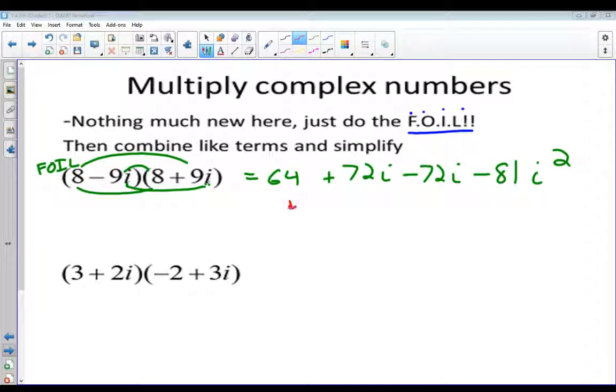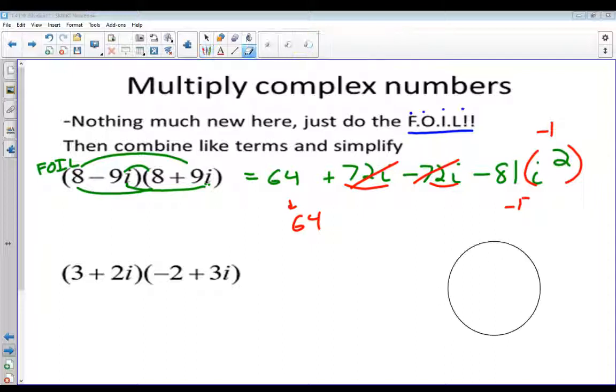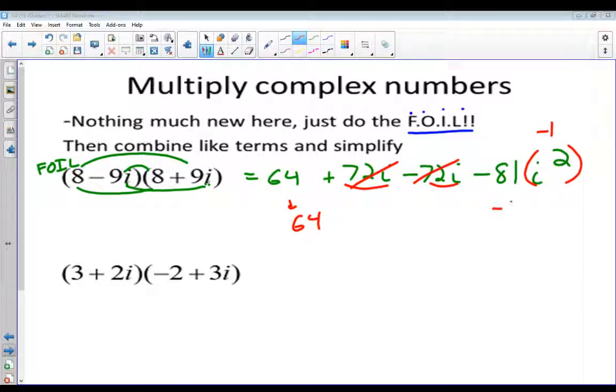Looks like nothing can combine with the 64. The two i terms can combine, and they'll cancel out. The -81i squared, look out. The i squared is the same thing as -1. So this actually becomes -81 times -1, and a negative times a negative becomes +81. So then for our final answer, we have 64 plus 81, which just becomes 145.